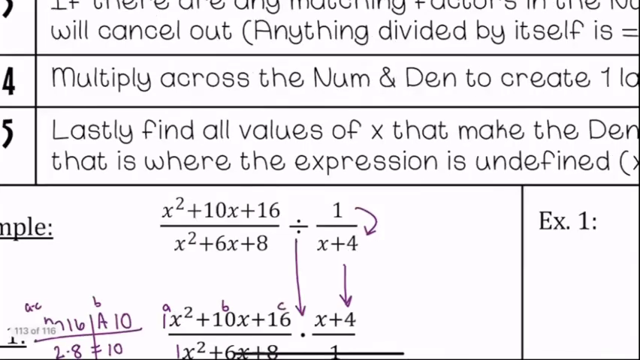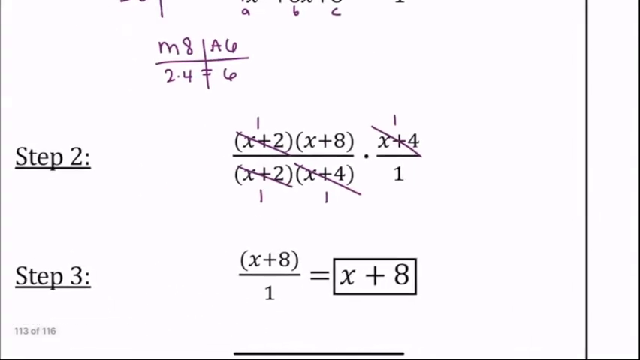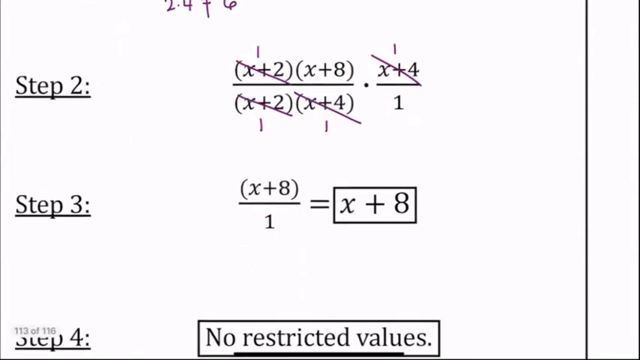Good. Step 4, multiply across the numerator and denominator to create one large simplified fraction. So in the numerator, I have 1 times x plus 8 times 1 would just be x plus 8. And on the bottom, I have 1 times 1 times 1 is just 1. Remember, if you have a denominator of 1, you don't have to write it down. So x plus 8 would be our answer.